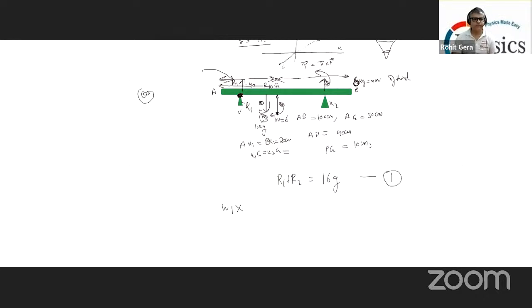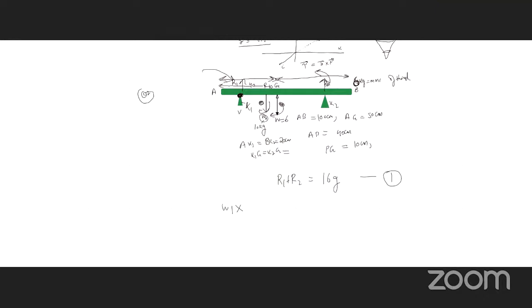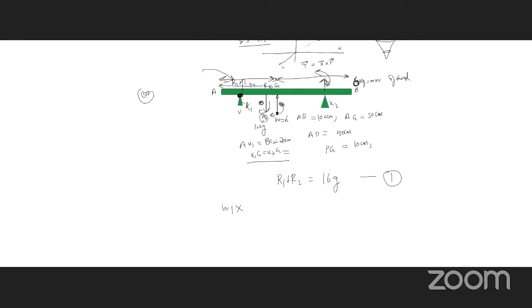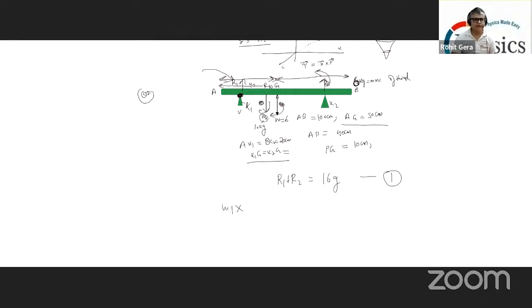K1G. कितना आएगा? K1G is equals to K2G. दे रखा है. हाँ दिया हुआ है, बट निकलेगा कितना? AG कितना दिया हुआ है? AG सर हमें दिया है 50 सेंटीमीटर. AK1 दिया है ना, ये 50, ये 20 तो दिया हुआ है.